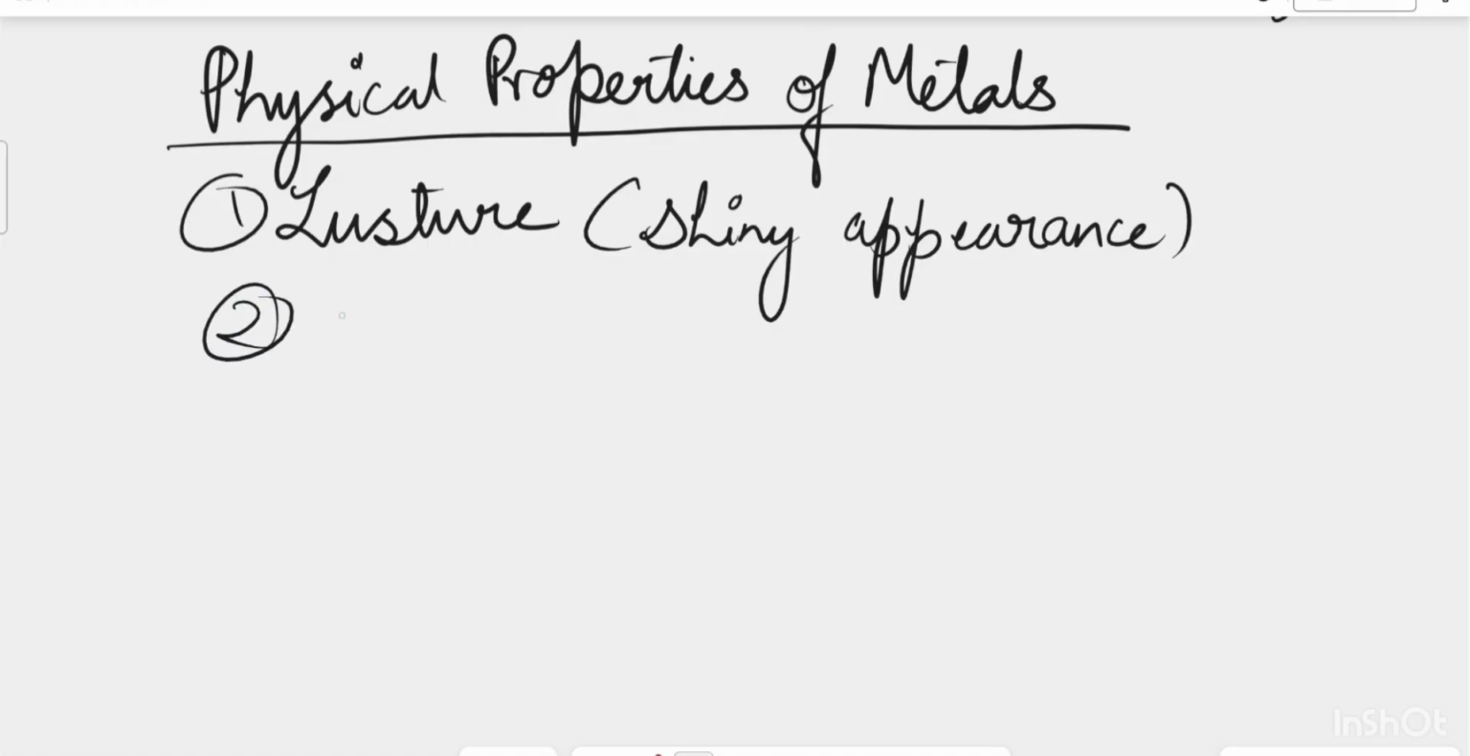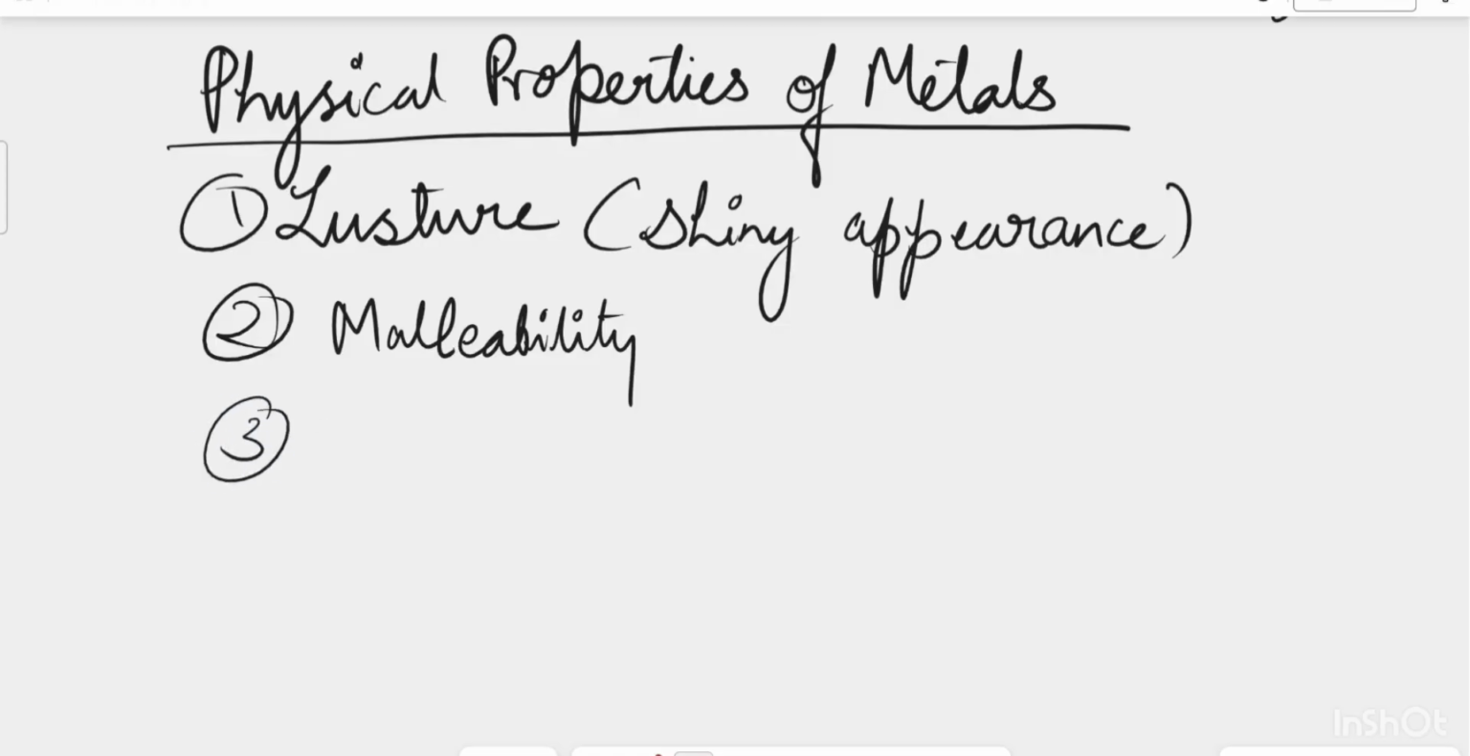Number 2 is malleability. Malleability means that they can be beaten into thin sheets. We can make thin sheets from metals, like aluminium and copper can be hammered into thin sheets. Aluminium foil is the common example. We all use aluminium foil and it is a common example of malleability.